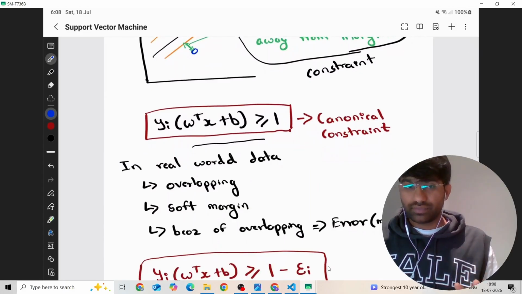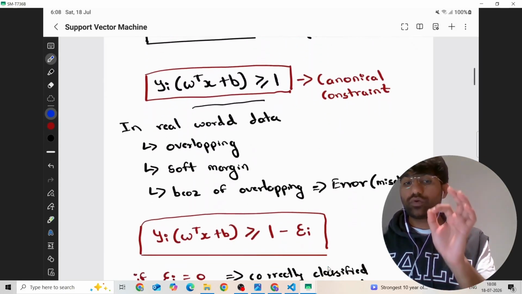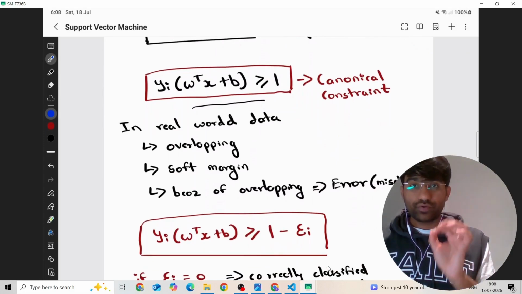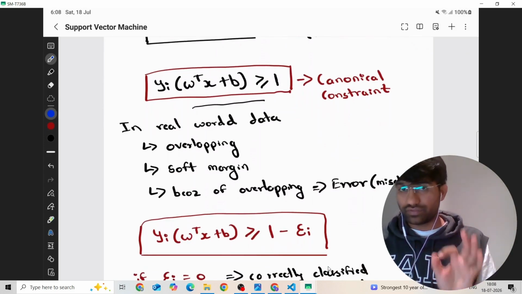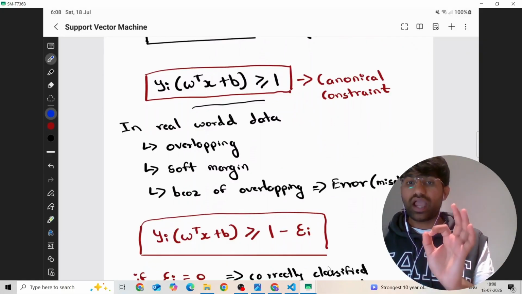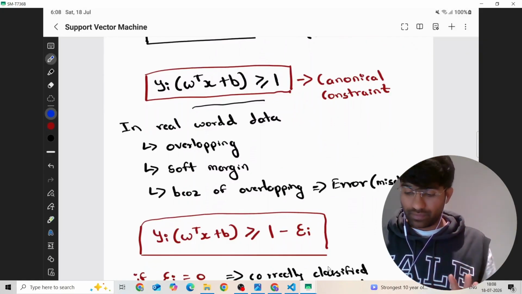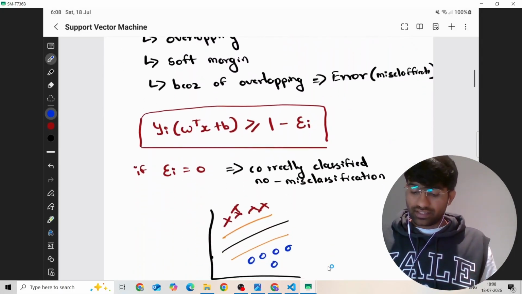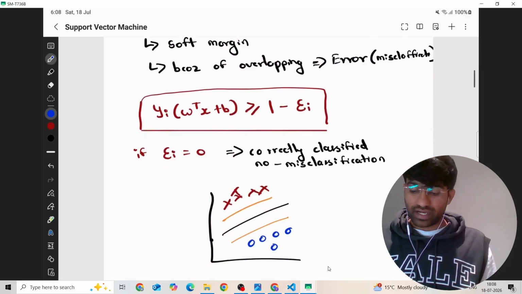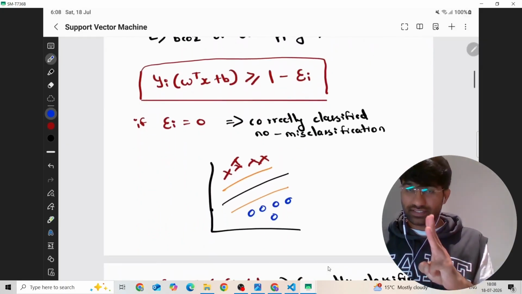And in real-time data, there will be a soft margin, there will be data overlapping. Because of overlapping, we will have an error or misclassification of the data points. So we have to add this error to our hyperplane, to our canonical constraint now. When we add this error, the equation will become 1 minus the error term. And for the error term, we have three cases.